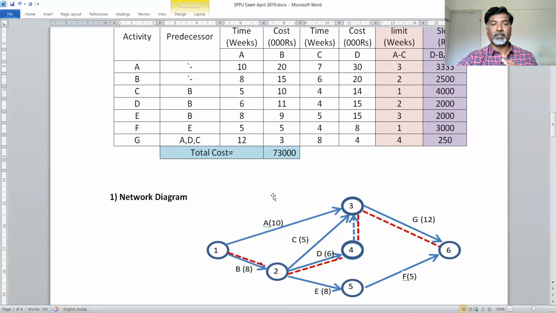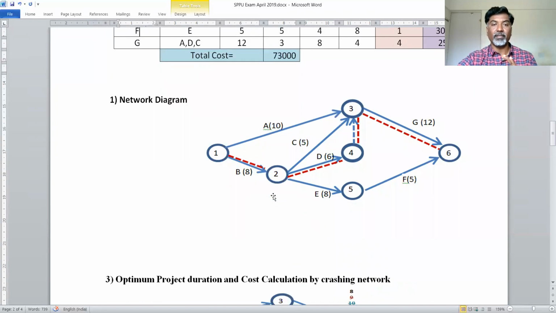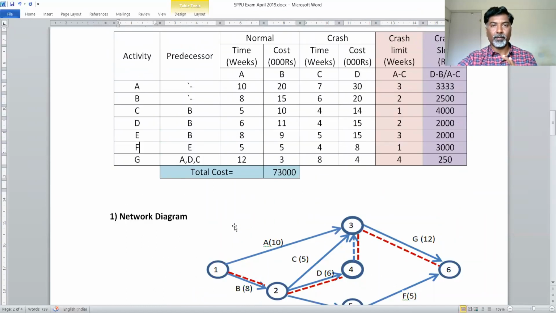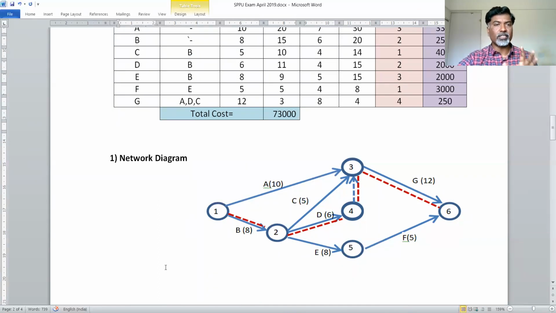Okay, then what is next? We have to identify the critical path. So what is the critical path? The path is nothing but the longest path from the start node to the end node. To reach from node 1 to node 6, the different paths are 1 to 3, 3 to 6; 1 to 2, 2 to 3, 3 to 6; 1 to 2, 2 to 4, 4 to 3, 3 to 6; and 1 to 2, 2 to 5, 5 to 6.